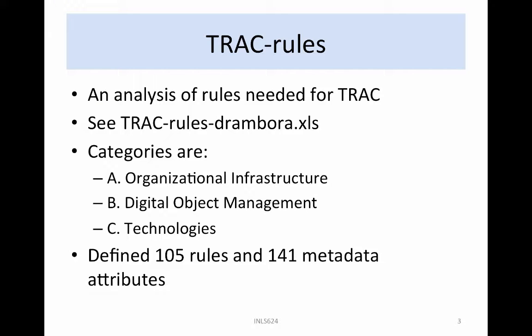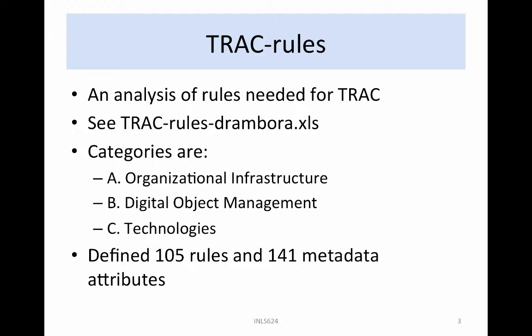Category B, digital object management, describes ingestion, preservation planning, archival storage, and preservation of AIPs, information management, and access management. These tasks are candidates for automation. Category C, technical infrastructure, describes system infrastructure, technologies, and security. Assessment of the technical infrastructure is a candidate for automation.